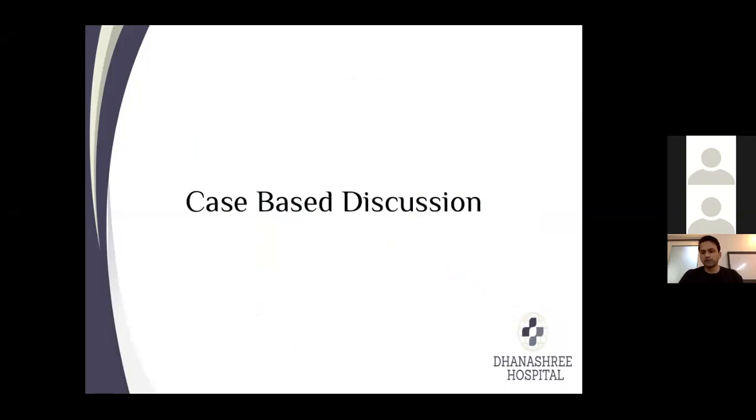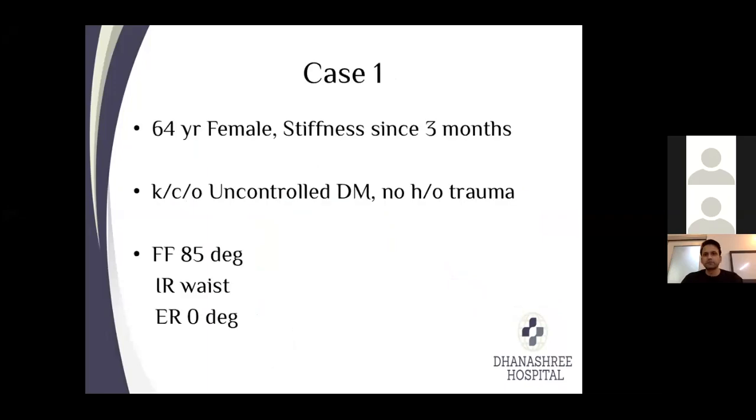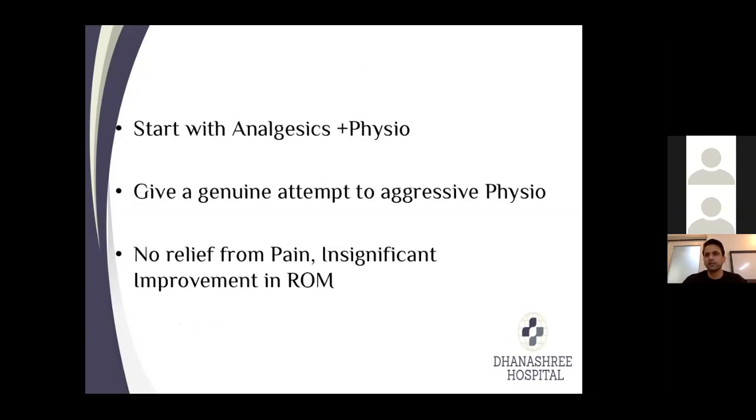So instead of just giving a boring lecture, I'll have a little bit of a case-based discussion. This is one female who presented to me. She was a 64-year-old female. She had stiffness for 3 months. It was a very simple case actually, because she had a classical history of uncontrolled diabetes. She had no history of trauma. On examination, she had forward flexion of 85, internal rotation was only up to the waist, and external rotation was 0 degrees. So this is a very typical presentation for a primary frozen shoulder, an uncontrolled diabetes mellitus frozen shoulder. So obviously the first thing I do according to the protocol is start with analgesics and physio.